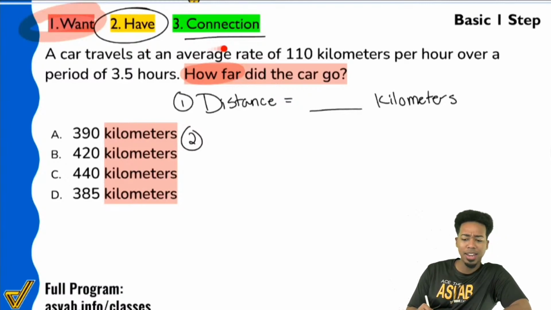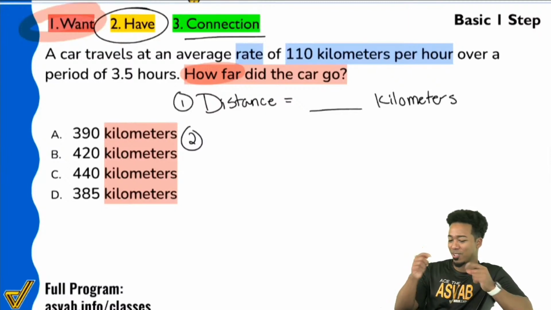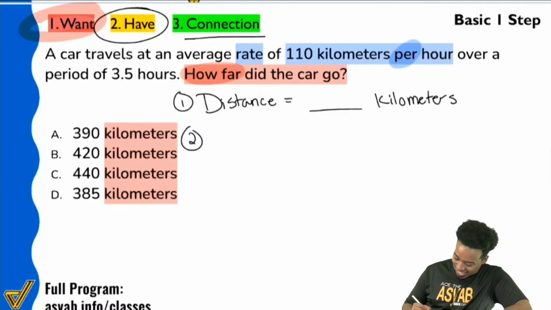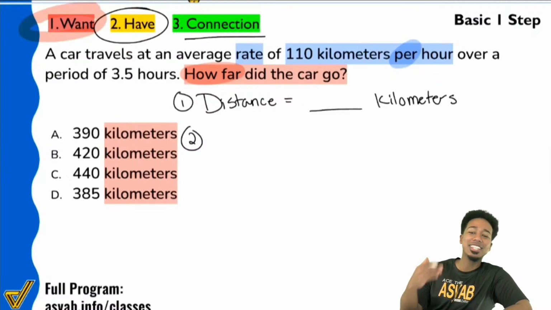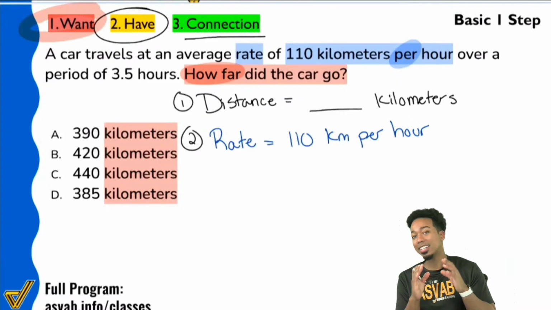A car travels at an average rate. Everybody, is the word rate a keyword? Yeah. So an average rate of 110 kilometers per hour. Everybody, what's another dead giveaway that we're dealing with a rate? Ooh, you guys are sharp, man. You guys have been paying attention. I love it. The word per gives it away. So there we are. We have rate equals 110 kilometers per hour. We can be confident that that is a rate.